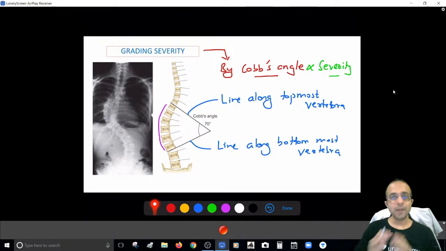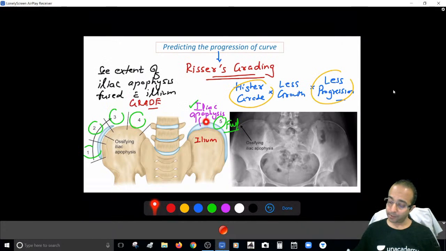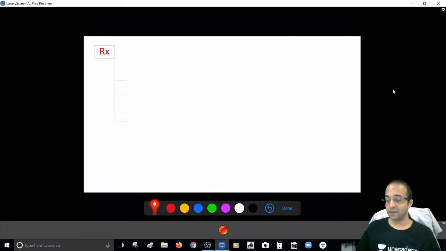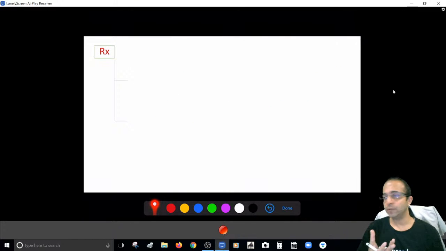See, Cobb's angle is directly proportional to severity. The more this angle, the more the chances this curve is bad. A higher grade means more of the iliac apophysis fused, so fewer chances of progression. So clear with this fact, guys? Because these are the points that help to decide the treatment in a case of scoliosis.